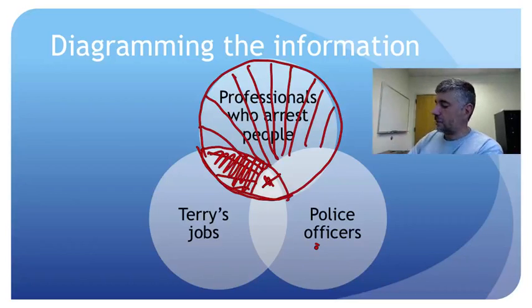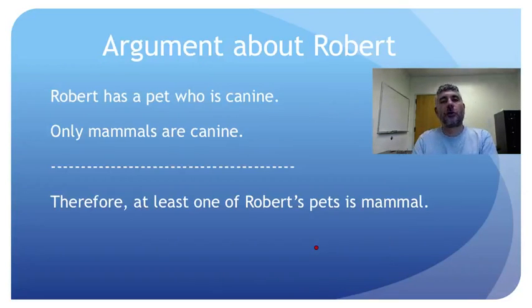Okay, now, can we apply this to our third argument about Robert? You'll remember this third argument that we considered of the same form at the beginning of week 4, at the beginning of our unit on deductive logic. We considered an argument that went like this. Premise 1, Robert has a pet who is canine. Premise 2, only mammals are canine. Conclusion, therefore, at least one of Robert's pets is mammal.